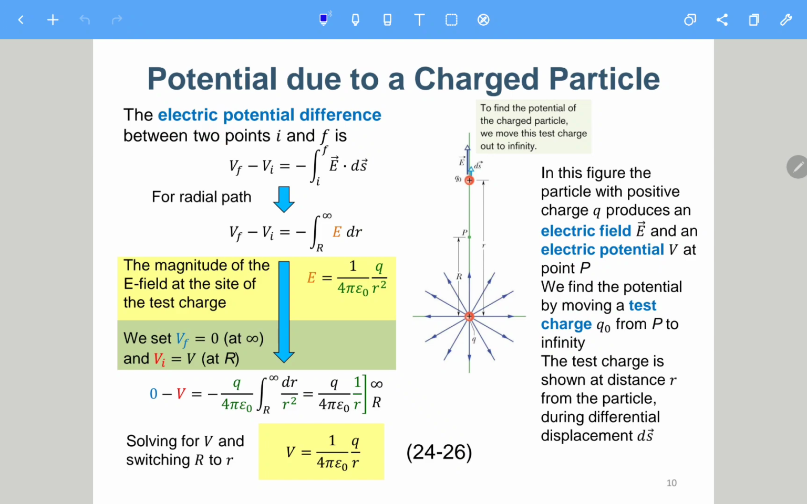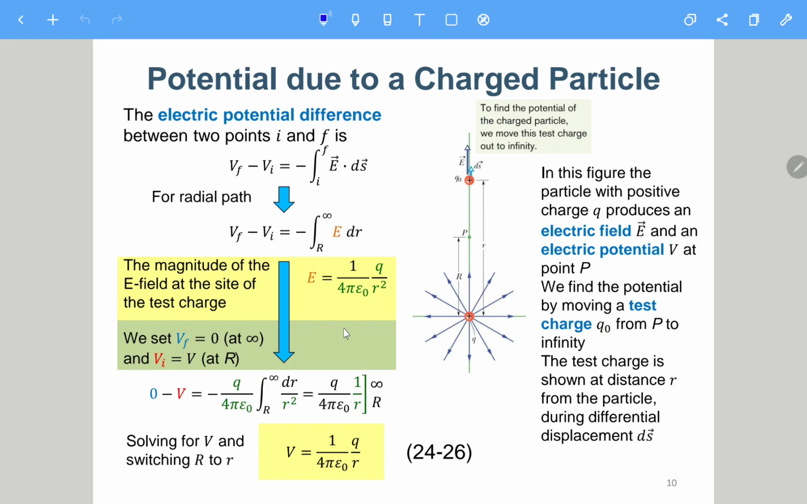So here we assume that we will try to find the potential due to this bottom charge, and of course we also have a test charge there. And here we try to apply the equation we just have: Vf minus Vi equals negative integration of E dot ds from i to f.